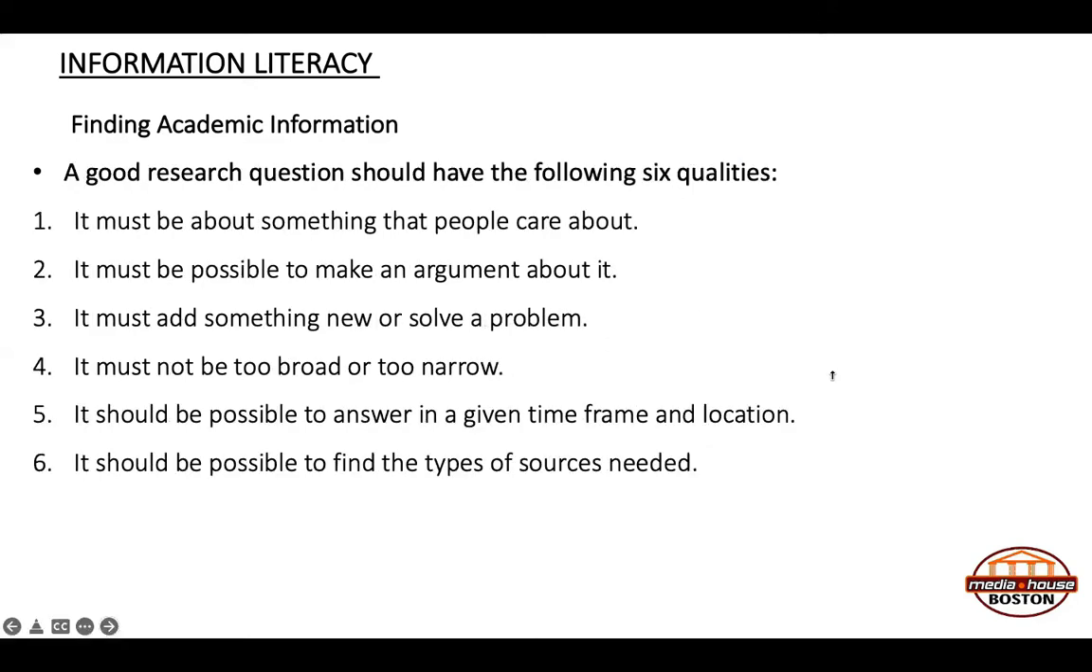So a good research question should have the following 6 qualities. It must be something that people care about. You must be able to make an argument about it. It must add something new or solve a problem. So you're giving some new opinion or take on a topic. It must not be too broad or too narrow. So it should be able to be answered in a given time frame and a location, and it should be possible to find the types of sources needed.